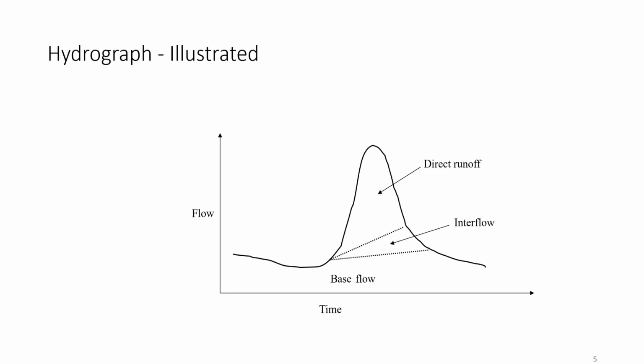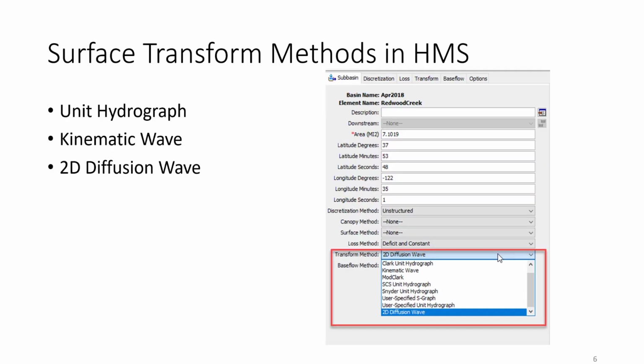Other descriptors to the hydrograph are the rising limb, which is the start of direct runoff up to the hydrograph peak, and the falling limb, which begins from the hydrograph peak to the end of direct runoff. Falling limb is also known as the recession limb. And then the inflection point is generally the point at which direct runoff ends and interflow or baseflow drives the rest of the hydrograph. So how do we go about transforming excess rainfall to surface runoff?